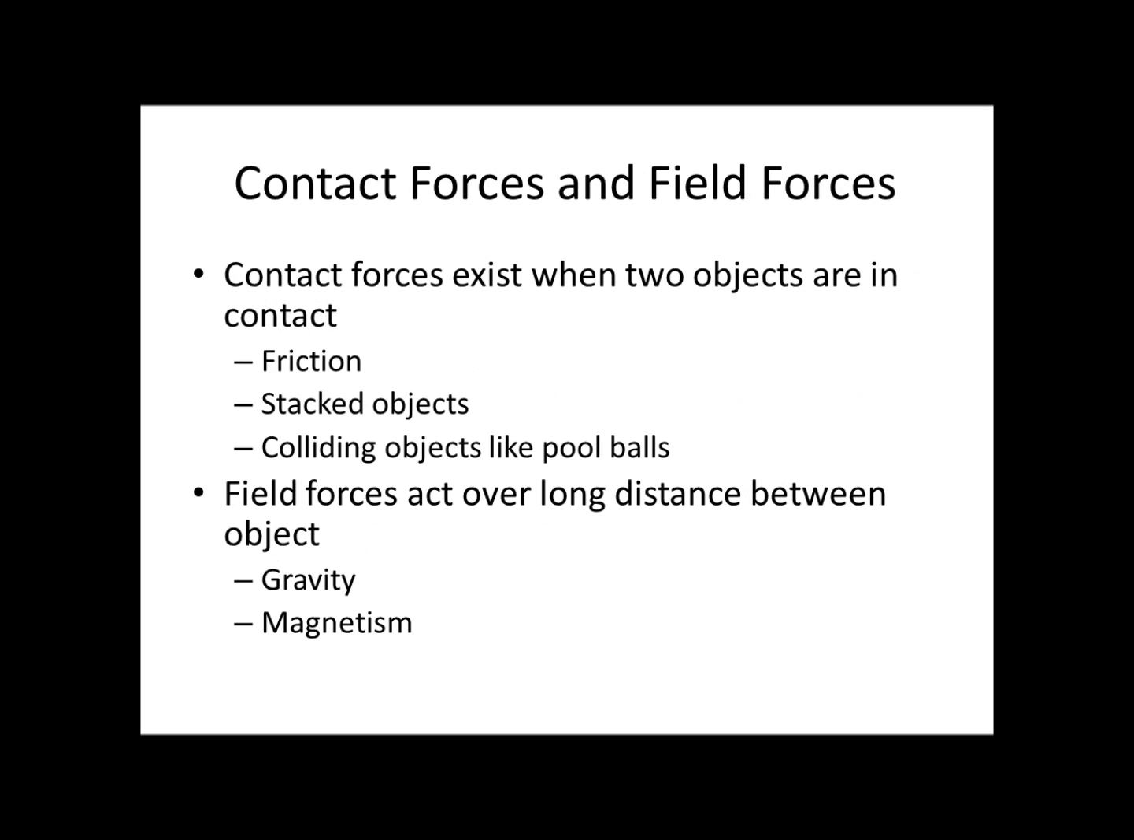Now, there's two basic types of forces out there. There's what we refer to as contact forces and forces that we call field forces. A contact force exists when two objects are in contact. Examples of this would be friction. Friction is a contact force because two objects have to be in contact, rubbing together, in order for there to be friction. When we stack objects on each other, they push down or hold each other up. And then colliding objects like pool balls or cars in accidents, they apply contact forces to each other.